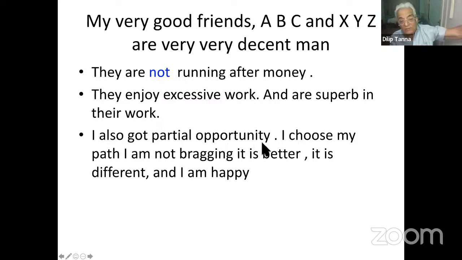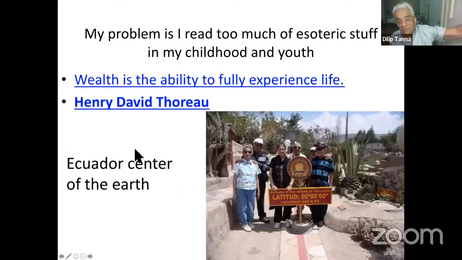I also got partial opportunity. I chose my path. I'm not bragging it is better. It is different. And I am happy. That's why I say yeah. My problem is I read too much esoteric stuff in my childhood and in my youth. Wealth is the ability to fully experience life.